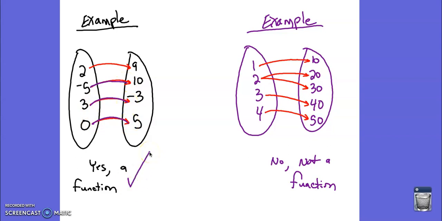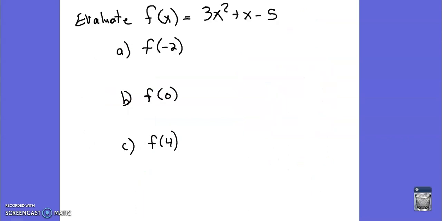Now look at this other example. Is it a function? Well, 1 goes to 10. 2 though, notice 2, when I put 2 in, I get 20, but if I put 2 in again, I get another value, which is impossible. You cannot do that. So that is not a function. And you can see it on the mapping.